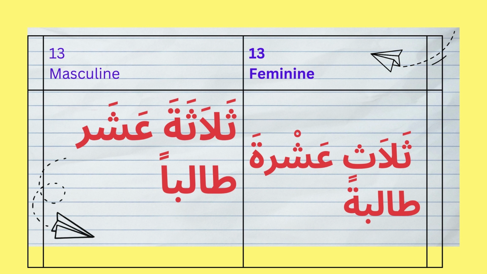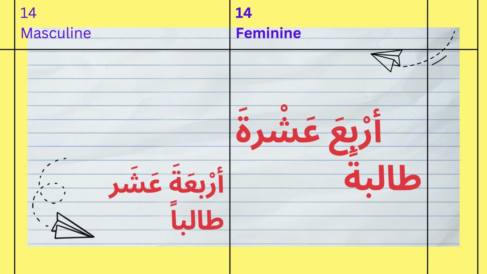Whereas, let's look at the masculine version. ثلاثة عشر طالبا. Notice that عشر agrees with طالب, which is masculine, and ثلاثة doesn't because of the polarity rule. ثلاثة is feminine because طالب is masculine. And this applies to all the other numbers. أربع عشرة طالبة. Same thing applies here for 14.